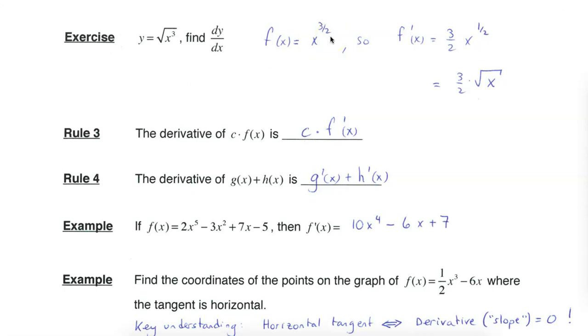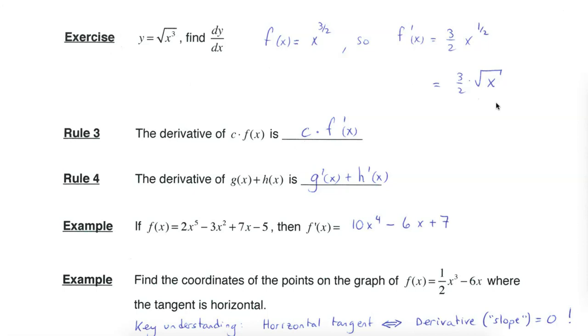The derivative is n. Here n is 3 over 2. So n times x to the n minus 1. And if you want to rewrite that as a square root, then it's f prime of x equals 3 over 2 times square root of x. That's it for the power rule, a very important one.